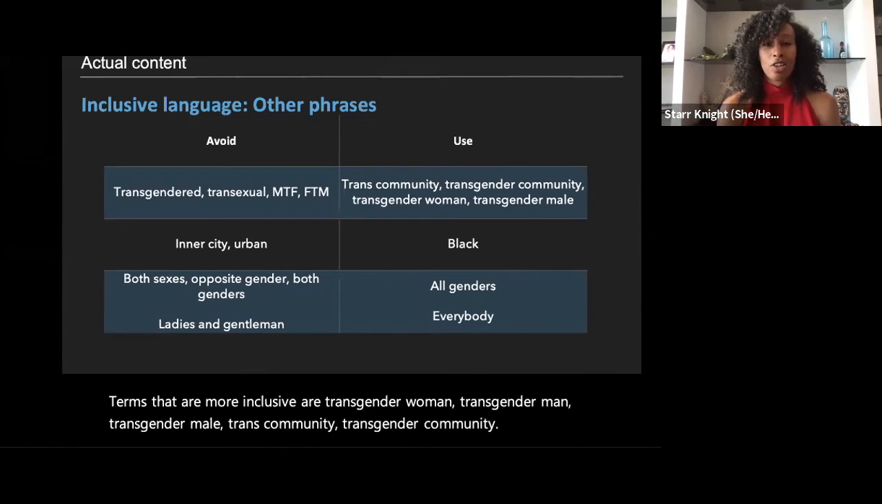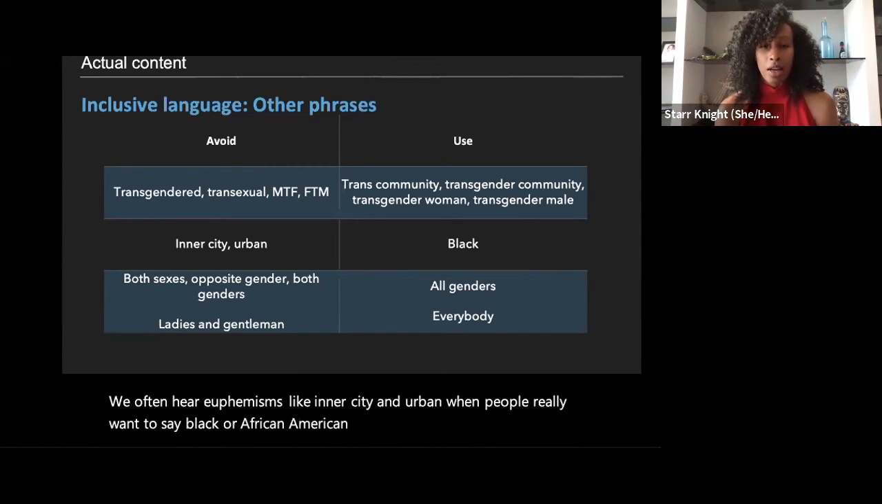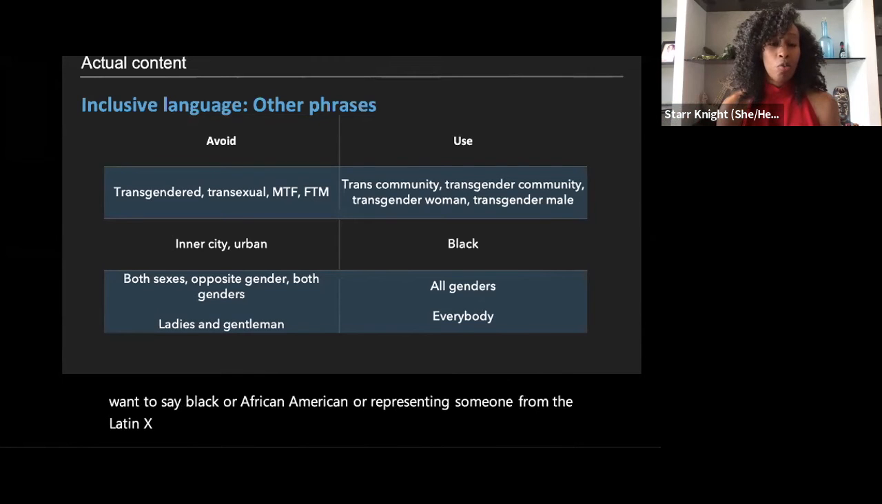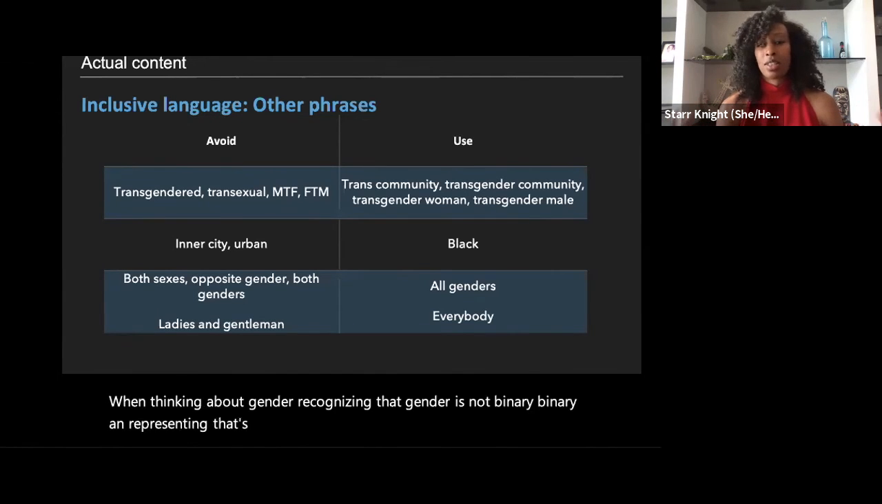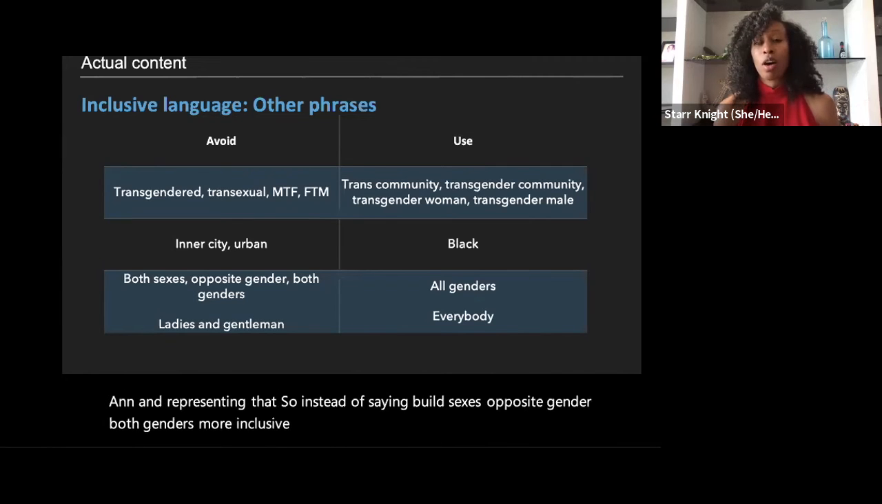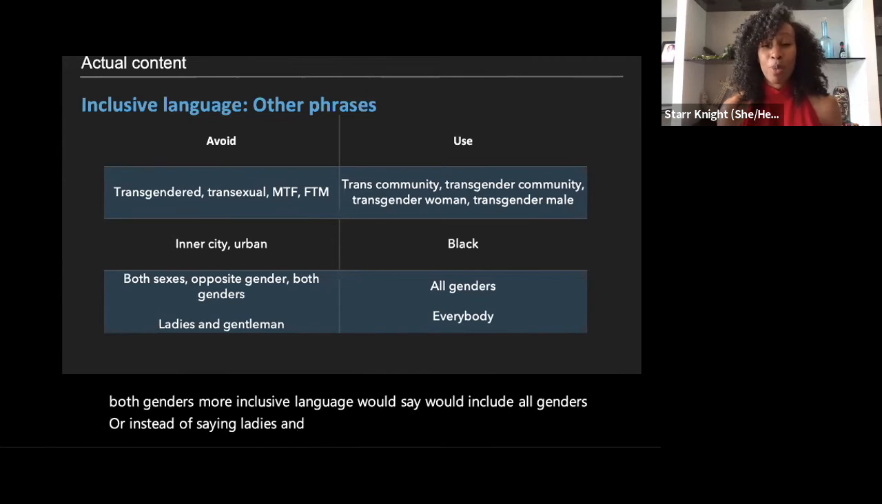We often hear euphemisms like inner city and urban when people really want to say Black or African American or representing someone from the Latinx community. When thinking about gender, recognizing that gender is not binary and representing that. So instead of saying both sexes, opposite gender, both genders, more inclusive language would include all genders. Or instead of saying ladies and gentlemen, we can say everybody. And those terms are actually more simple to use.